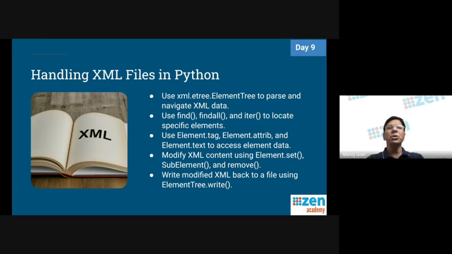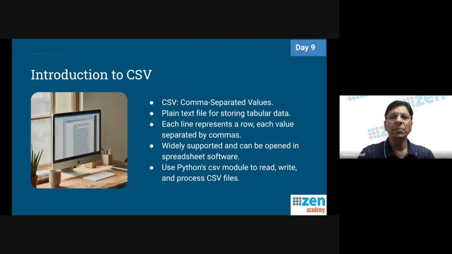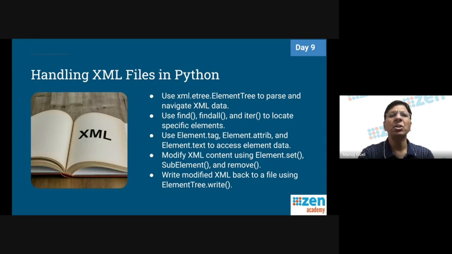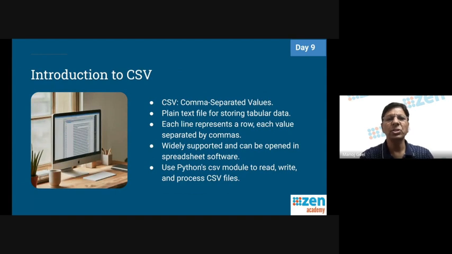ElementTree.write. So we use xml.etree.ElementTree to parse and navigate XML data. XML is a tree structure, right? So there is a root node, and then there are child nodes, and then children of children. So we have multiple such nodes embedded within each other in the XML tree structure. We will shortly go and see some examples. Let's quickly finish these slides.